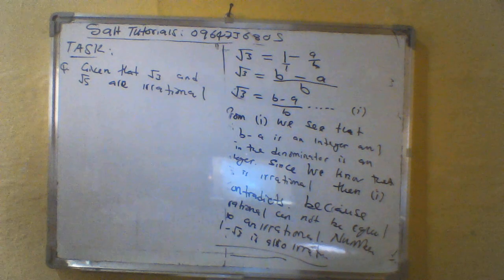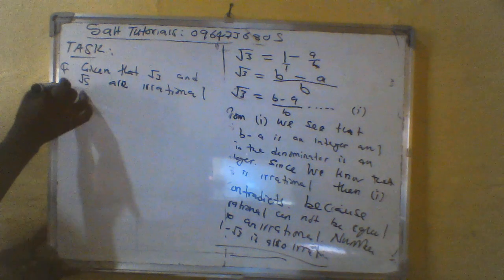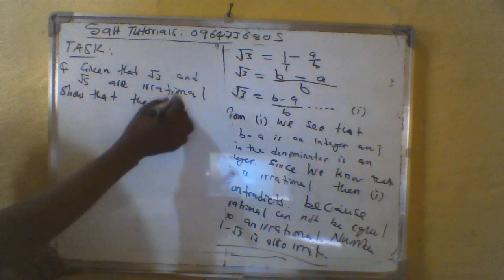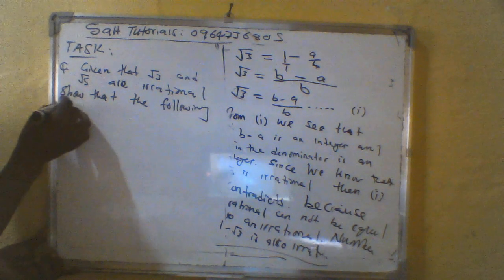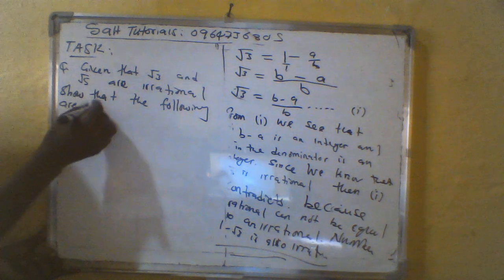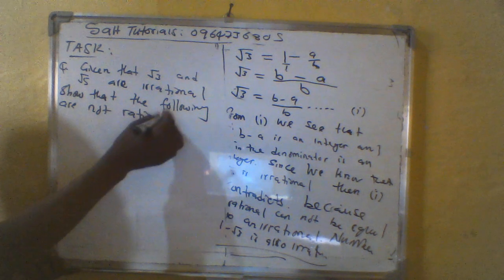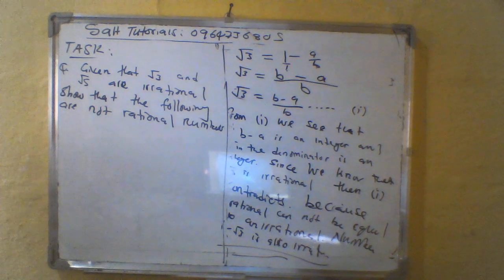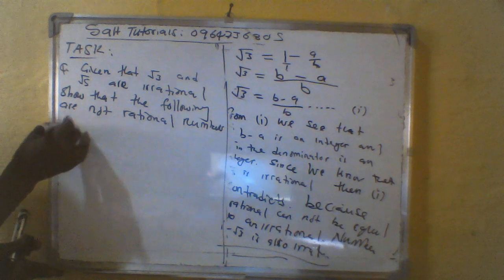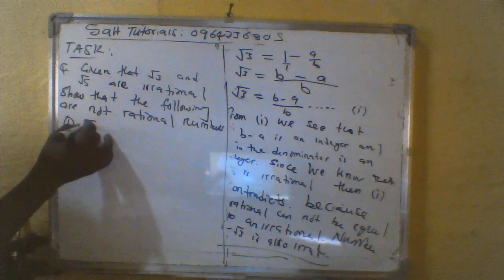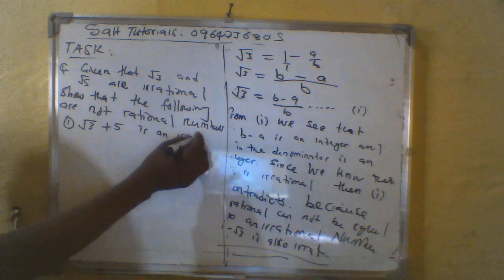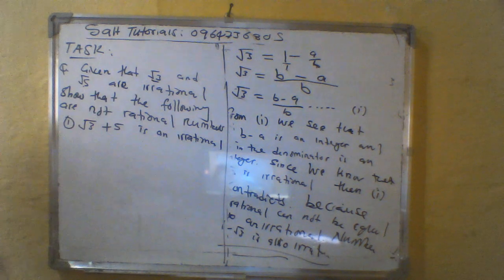given that root 3 and root 5 are irrational, show that the following are also not rational numbers. So we want you to show that the following are not rational numbers. Number 1, show that root 3 plus 5 is an irrational number, from the knowledge that root 3 and root 5 are already irrational.